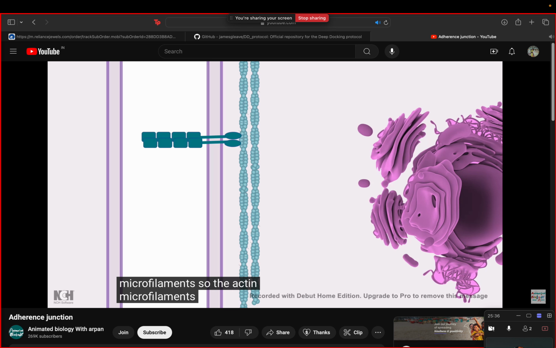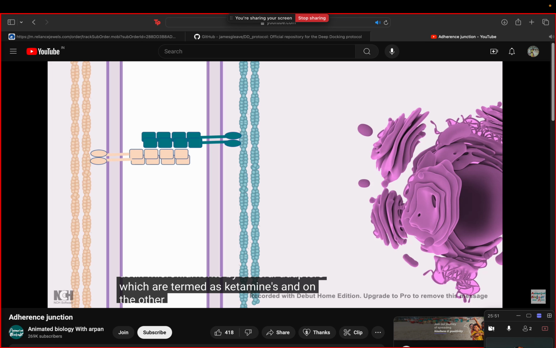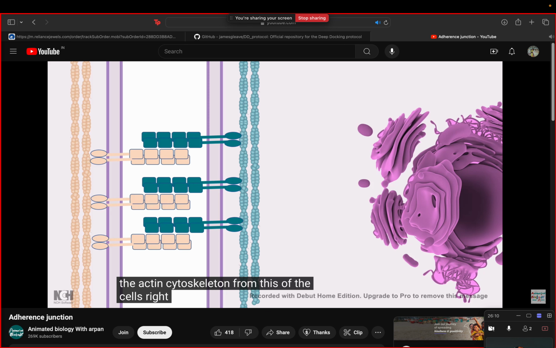So the actin microfilaments are the rigid supports, and the cadherin on one side is attached to the actin microfilaments by several adapters, which are termed catenins, and on the other side it is attached to another cadherin molecule. So there is a homophilic interaction between two cadherin molecules from two sides of the cell, and each of the cadherin molecules coming from the cells is connected to the actin cytoskeleton of the cells, right?